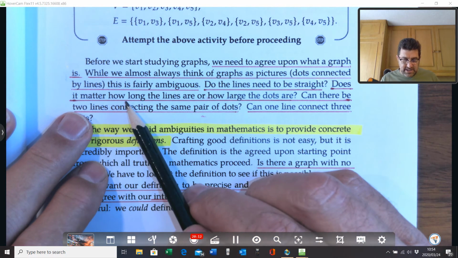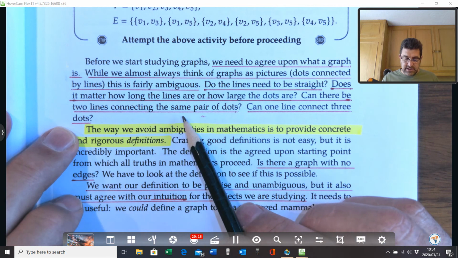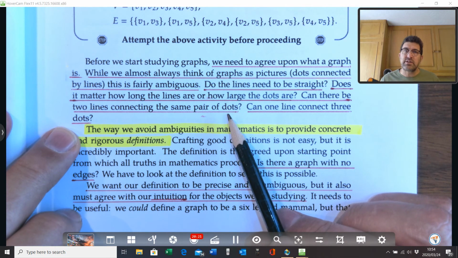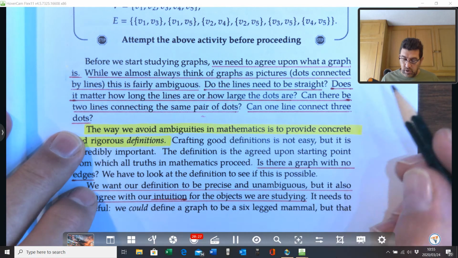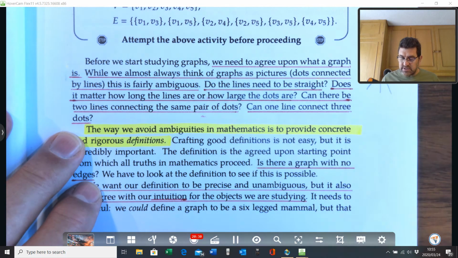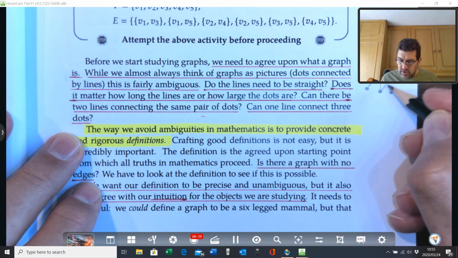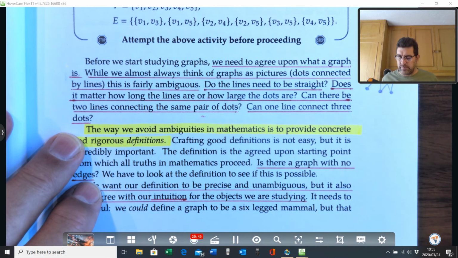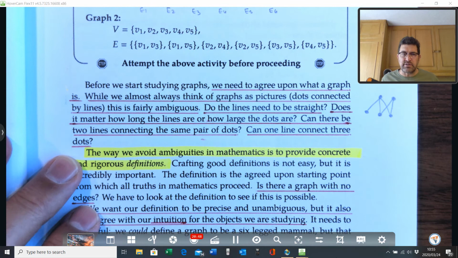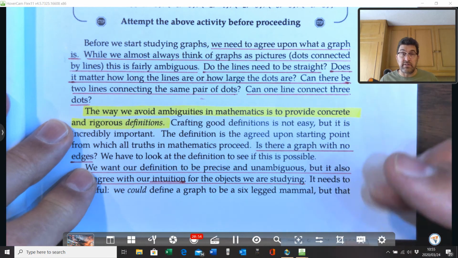Does it matter how long the lines are or how large the dots are? Can there be two lines connecting the same pair of dots? We saw it could happen. Can one line connect three dots? Well, we saw that. We had that one vertex where three edges were coming into the vertex. We could have had these three dots here and another dot there, and that dot, yes, can connect these two. So all these properties are indeed true. Sorry, you didn't really see what I was doing there, but that's not really that important. You can remember that from what we've done.